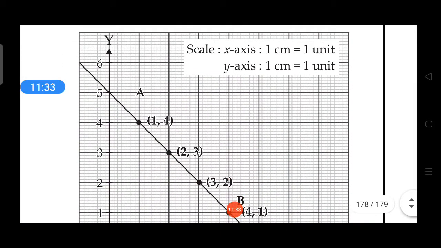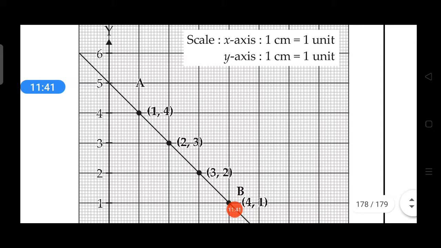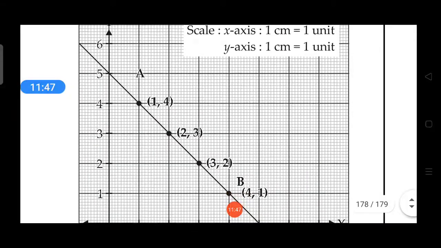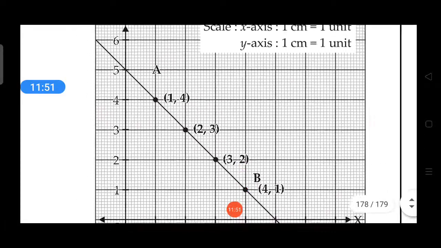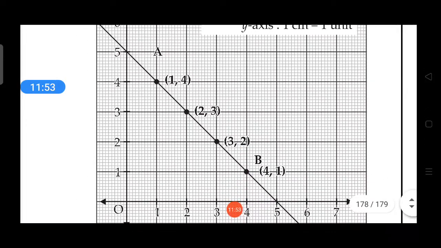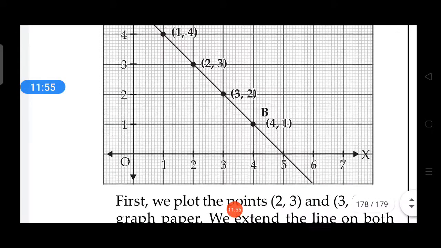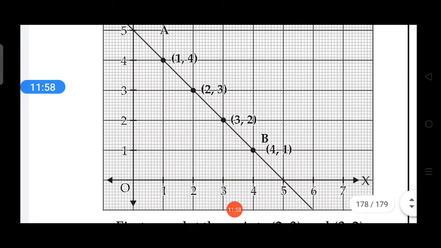A type of graph is given. Draw a line passing through 2, 3 and 3, 2. Extend the line and find the coordinates of the points at which the line meets the x-axis and y-axis. Does the line pass through 1, 4 and 4, 1? So here A and B points, here x-axis and y-axis. So you can see that.